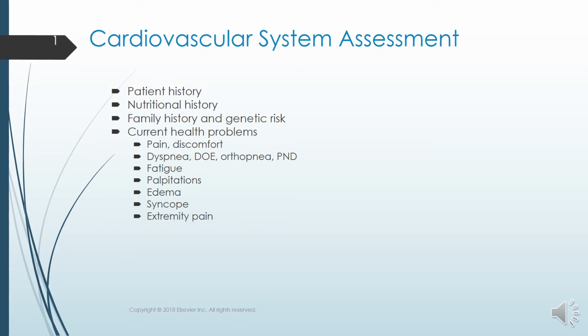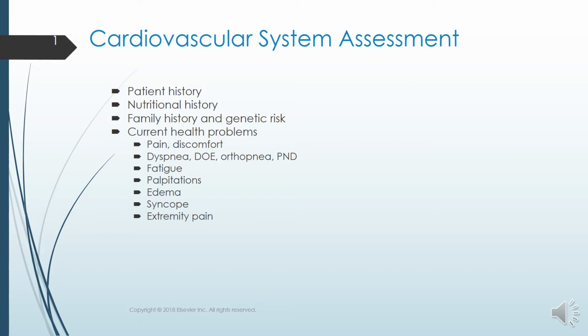Let's talk a little bit about cardiovascular system assessment. When you start with the patient history, you're going to want to know things like their social history. We want to know what kind of living situation they're in. Do they have a domestic partner? Who else is in the household?